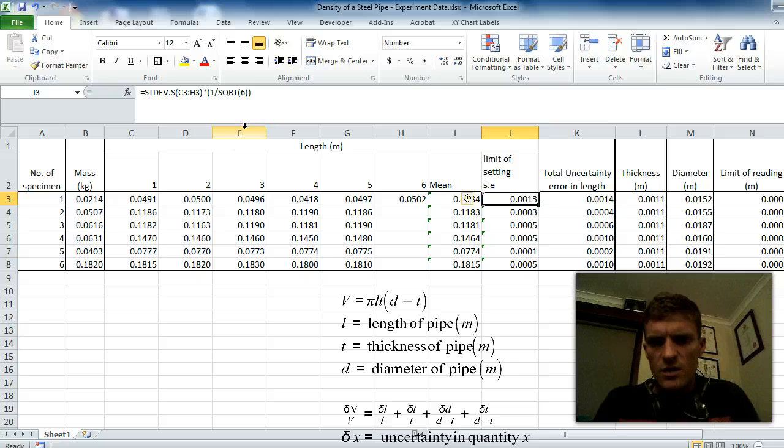Let's go to the next one. And 0.0013 is a bit of an order of magnitude different to 0.0003. It's like a factor of 10 different there. And it's important to ensure that we have all the correct values used in our formula. So for 5 measurements of length, we need to have a 5 in the square root here. Same for all of them.